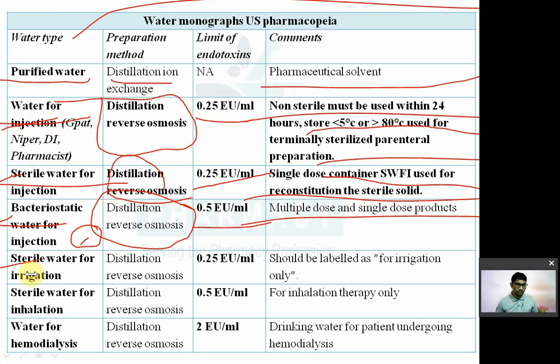So if you want to wash internal organs, you cannot use normal water. You cannot use a disinfectant either. So what do you have to use? Sterile water for irrigation. It is again prepared by distillation and reverse osmosis. Endotoxin limit is 0.25 endotoxin unit per ml. It should be labeled as for irrigation purpose only.